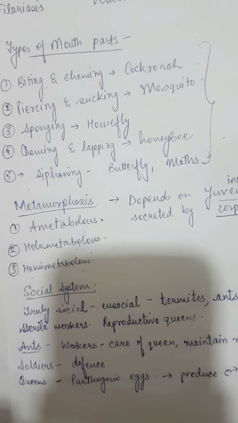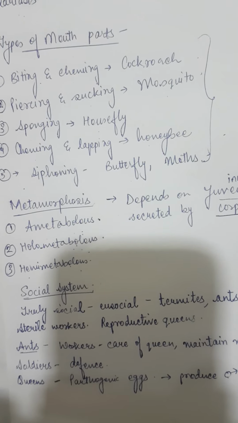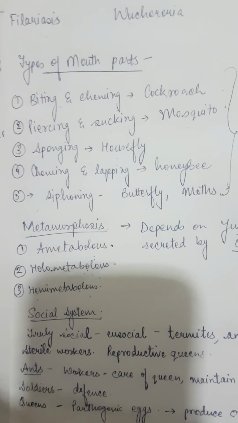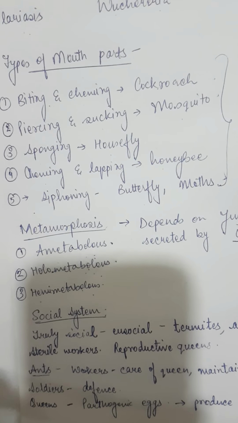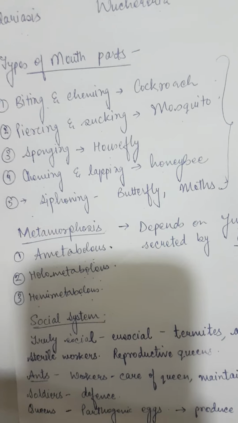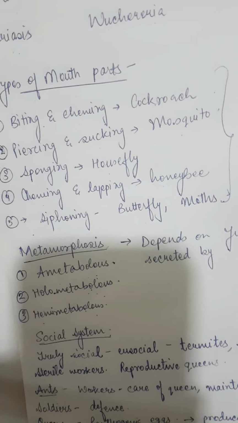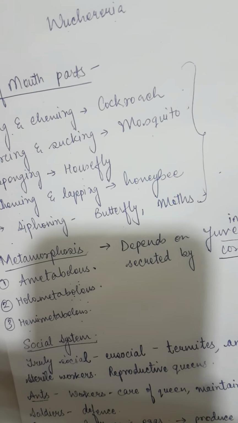Then in the hemimetabolous development, which is incomplete development, the egg will develop into a naiad and then it will develop into an adult. This can be seen in the dragonflies.